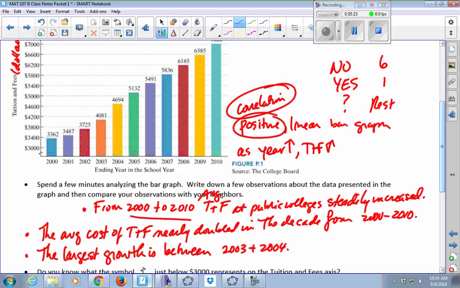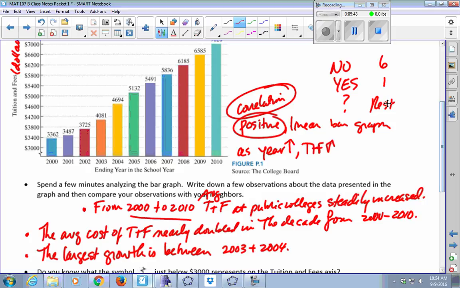Okay. So Paige said a positive linear bar graph. Then 6 of you said it's not linear. So why is there a discrepancy here? Someone who said it's not linear. Why is this not linear in your mind? Ira? Because it's not growing at a steady rate. A steady rate. What is another word for steady rate? A constant rate. Yes.